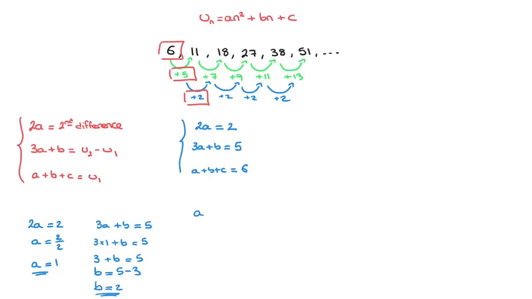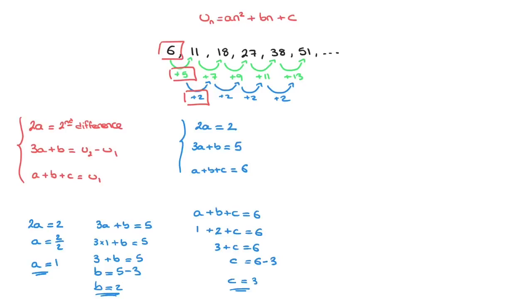That was a plus b plus c equals 6. So a is equal to 1 and b equals 2, so this becomes 1 plus 2 plus c equals 6. That's 3 plus c equals 6. So that means that c is equal to 6 minus 3, which leads us to c is equal to 3. So we now have all three coefficients, a, b, and c.